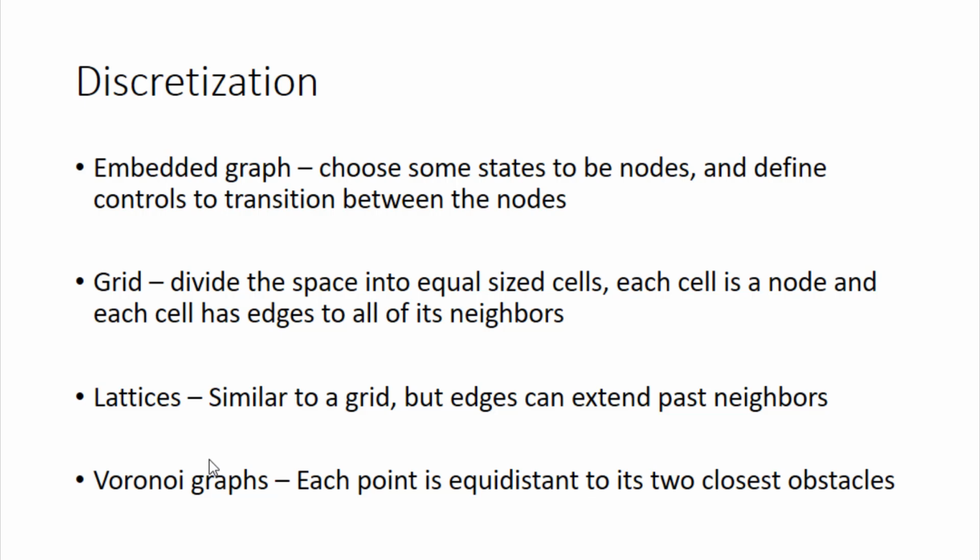And a grid is actually a type of lattice. There's also something called a Voronoi graph. Those are graphs where each point has equal distance between the two closest obstacles. So at each point on the graph, you're actually kind of traveling in the middle of all the obstacles. There are many other ways to discretize a space. I'm not going to talk about all of them here. We will probably talk about a handful in the class, but just know that these are the most basic ones, and there are more that exist.